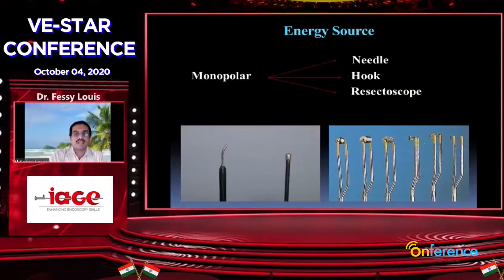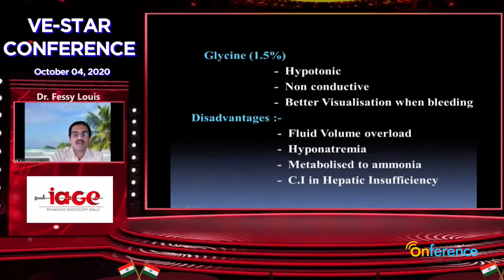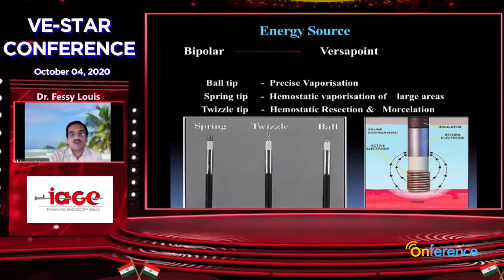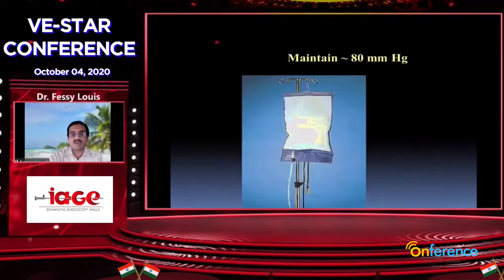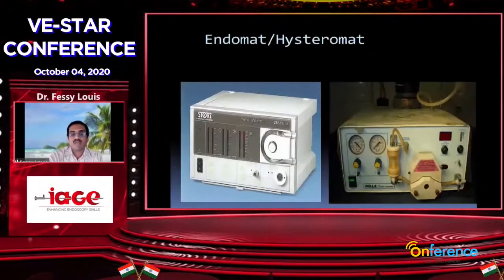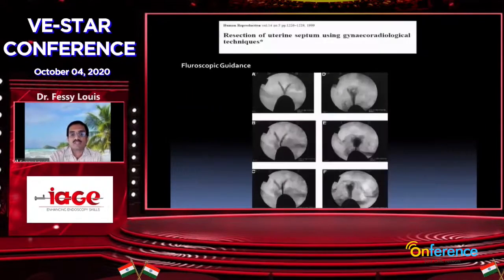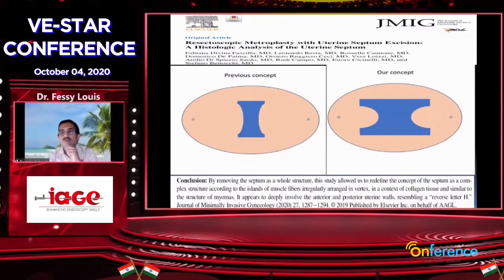And with an energy source, monopolar, we have to use glycine. We have to be careful about fluid overload. Or bipolar, where we can use saline. All sorts of electrodes are available. With that, the only thing you need is an energy source. We have to have proper distension, better using Hysteromat, or people have tried with fluoroscopic guidance. But this is the one slide I have to tell.